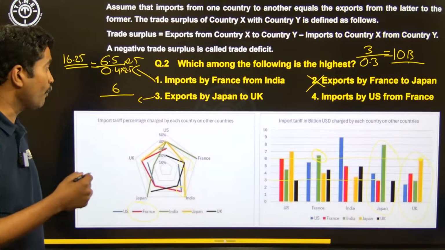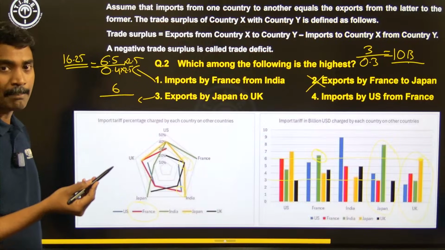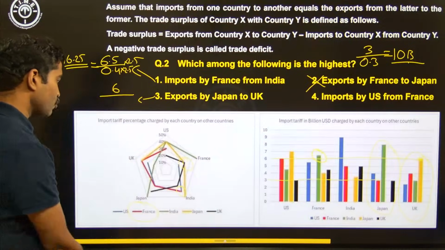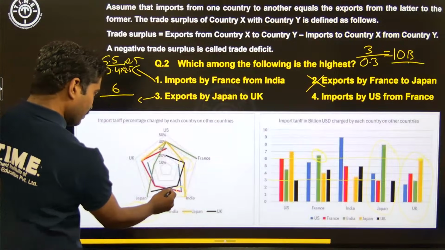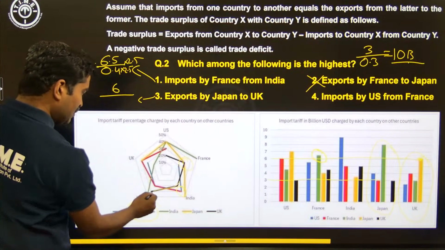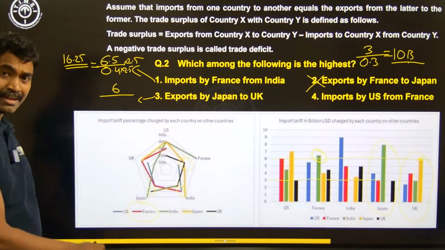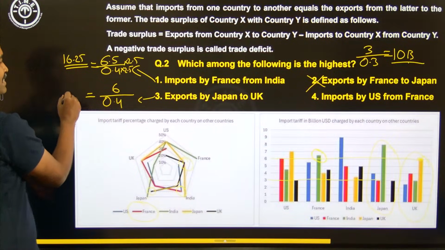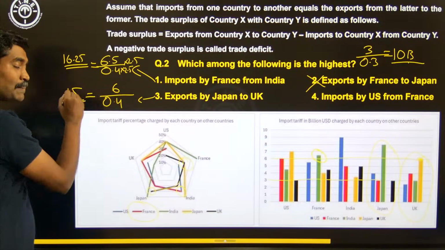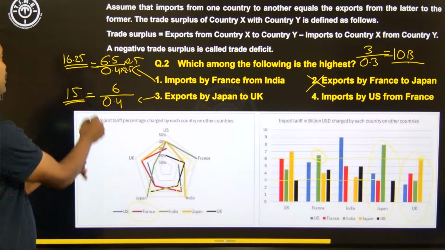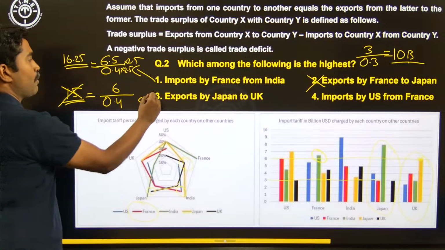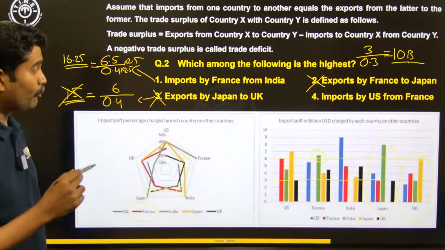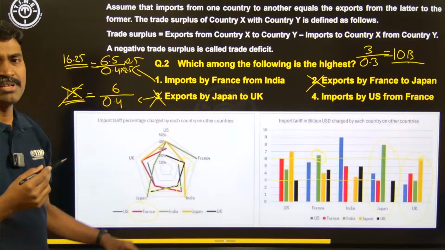Let's see how much UK is charging Japan as a percentage. Where is UK? UK is this black line. Where does this black line touch Japan? This is 50, so this should be 40%, right? So divide by 0.4. 6 by 0.4 is 15, right? 15 is also less than 16.25. So option 3 is also not my answer. Now my answer lies between option 1 and option 4.